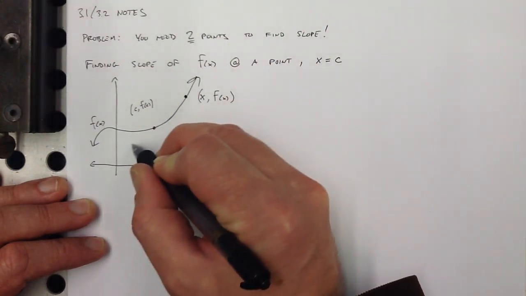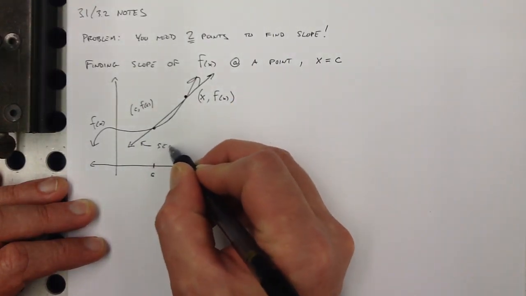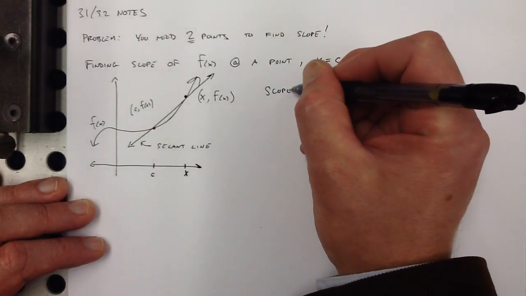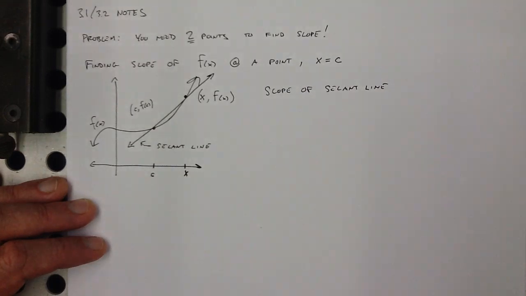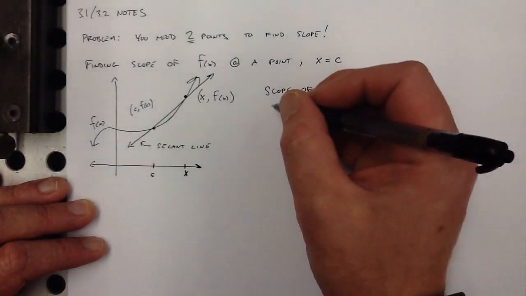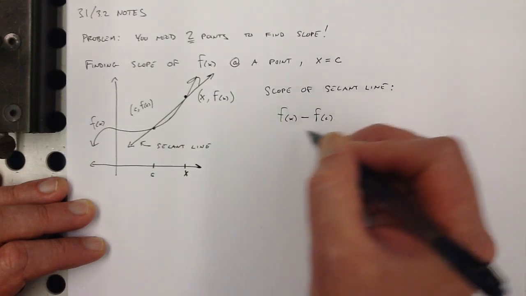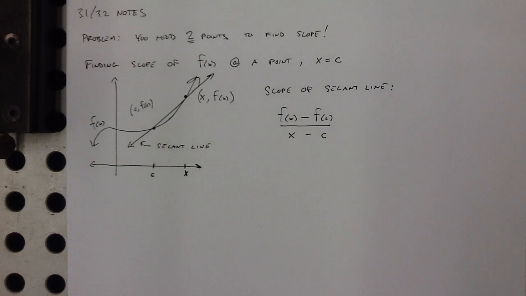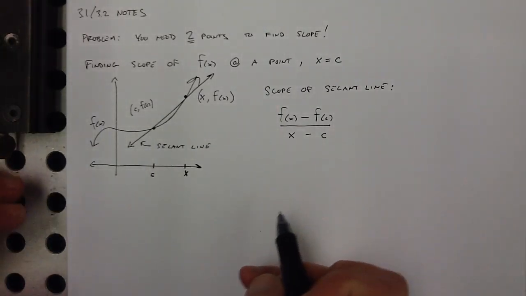And here, if I drew the secant line through those 2 points, I could find the slope of the secant line using that good old-fashioned slope formula, y2 minus y1 over x2 minus x1. And the question is, is there any way I can take this expression and somehow tame it into being the slope of the tangent line here? And the answer is yes, we can. We can do it using limits.